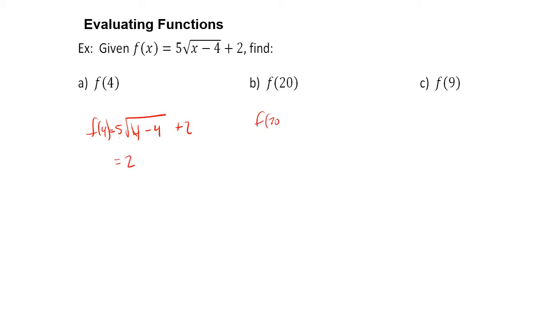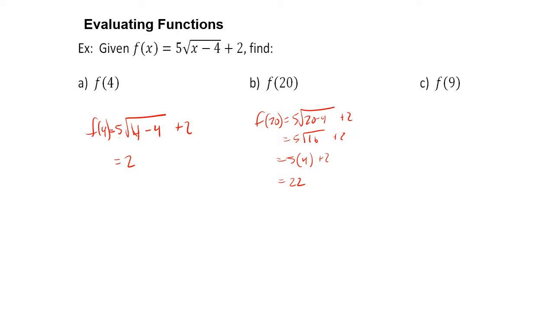f of 20 is 5 times the square root of 20 minus 4, plus 2. So 5 times the square root of 16, plus 2. So 5 times 4 plus 2. So 20 plus 2 is 22. Okay. Let's see what else we've got.